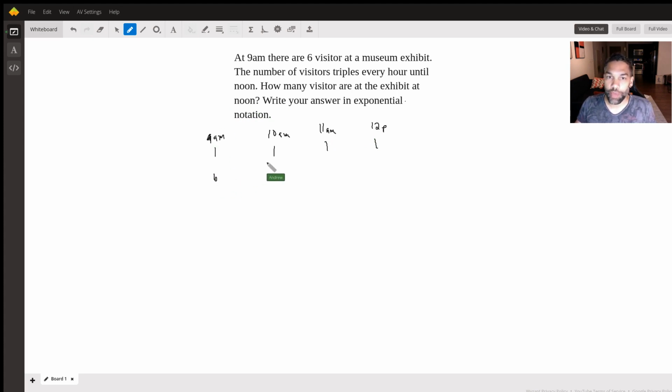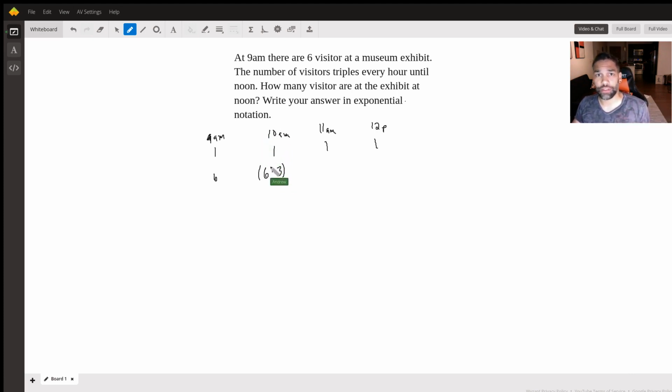So 1 hour passes after 9 a.m. It's now 10 a.m. And this says here that the number of visitors triples. So we're going to take what we have at 9 a.m. and multiply it by 3. So it's 6 times 3. And you notice I'm going to leave this in this form, 6 times 3, and you'll see why in a minute, because it's going to make our life a little bit easier. But this is 18, obviously.